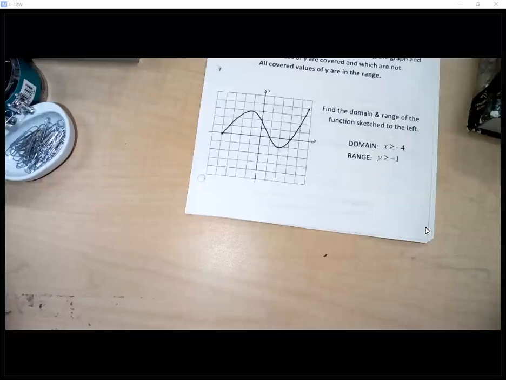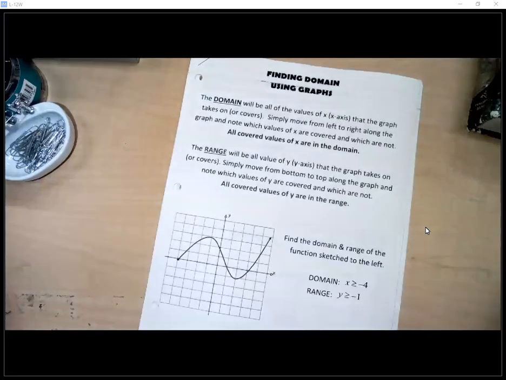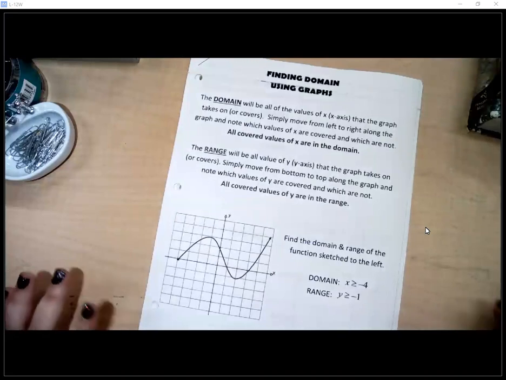Okay, so today we are finding domain using graphs. Okay, everybody, you ready? Yeah. All right. So let's read together.